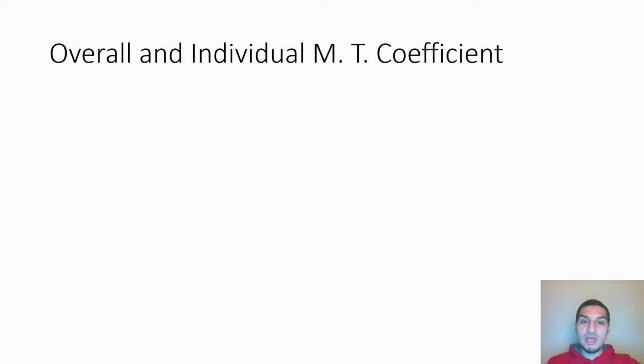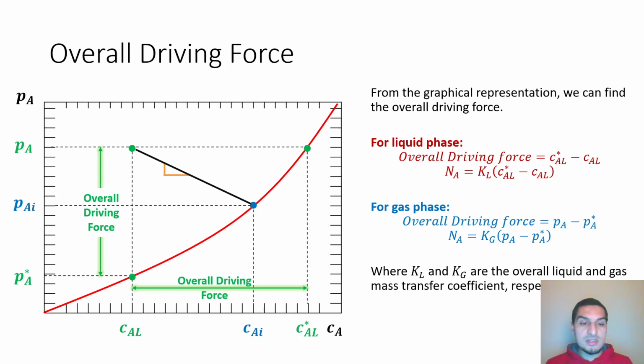Now comes the question: how can we calculate this overall driving force? So now we have CA star, CAL, PA, and PA star. These are all parameters that we can calculate. If I know PA and I know the equilibrium relation, I can easily calculate the value of C star. I can easily calculate the value of P star. It's as simple as we did it here on the graph. If I have the graph or I have a relation or an equation, I just put the value of CL and get the P star, put the value of PA, get the C star. So I can now get the overall driving force easily.